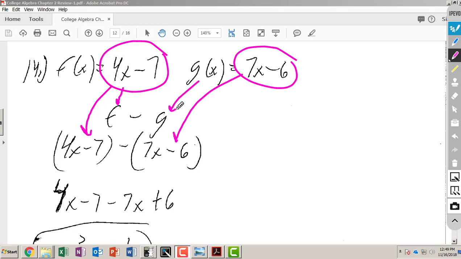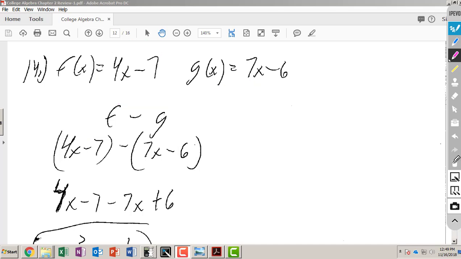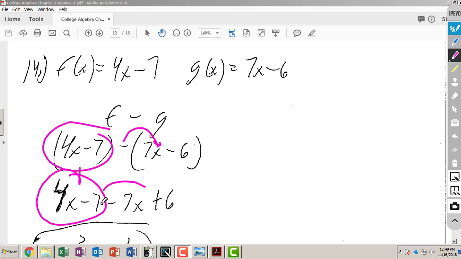Now I need to distribute this negative on through. Here's my first equation, which I've just written down as 4x minus 7. Distributing the negative on through, I get negative 7x, and then a negative times a negative is a positive 6. So now I've got the equation 4x minus 7 minus 7x plus 6.